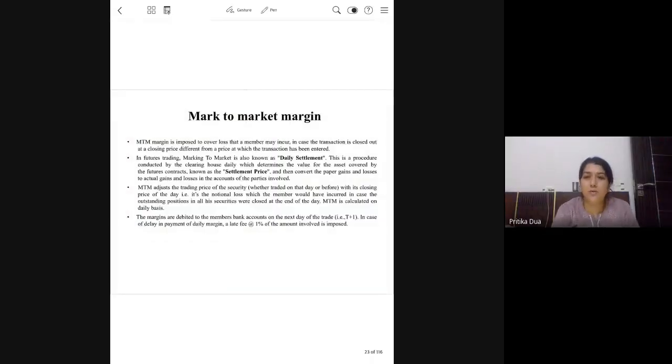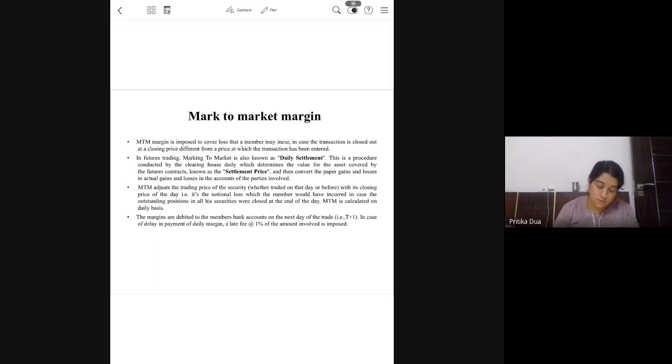Daily settlement hoti hai. So as Devansh, you were pointing out yesterday, the trading cycle in a future contract is T plus 1. What we mean by T plus 1 here is that on a daily basis the contract is settled, depending on the price variations, and some amount will be debited from one party's account and credited to the counterparty's account. So let's understand the meaning.